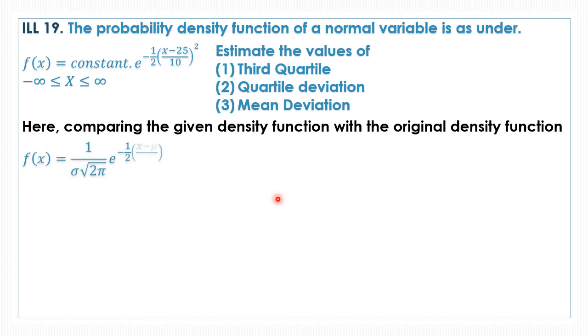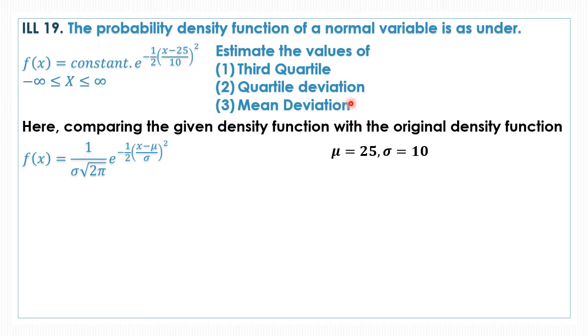So forget about this first part, this constant part. From this part only we can calculate mu and sigma. You can see x minus 25, x minus mu, so mu is 25, upon 10, upon sigma, so sigma is 10. We got it directly. Wow, so simple. So mu is 25, sigma is 10. What we need is third quartile, quartile deviation, mean deviation.